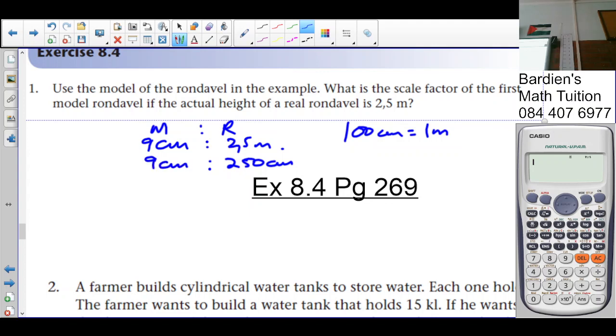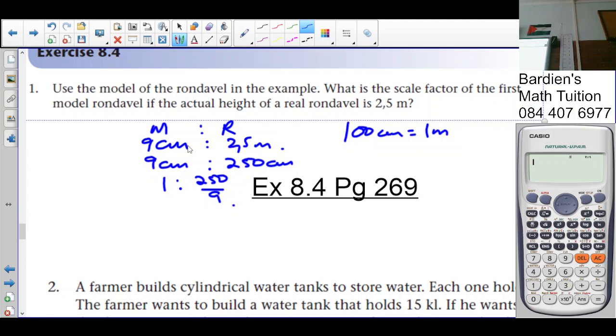So what is the scale factor? The scale factor is 1 is to 250 over 9. Okay. So the different question in the textbook. Okay, what's the question there? So it's not number 1. But you guys understand this now. They ask you for the scale factor. Okay?